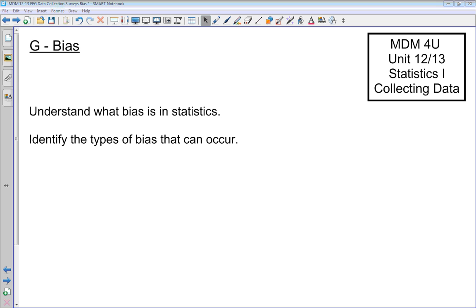So in this lesson, we're talking about bias. And by the end of this lesson, we want to understand what we mean by bias when we're talking about statistics, or when we're talking about data collection specifically. And there are a few basic types of bias that are common in the data collection process or the sampling process. And we want to be able to identify what those types of bias are.